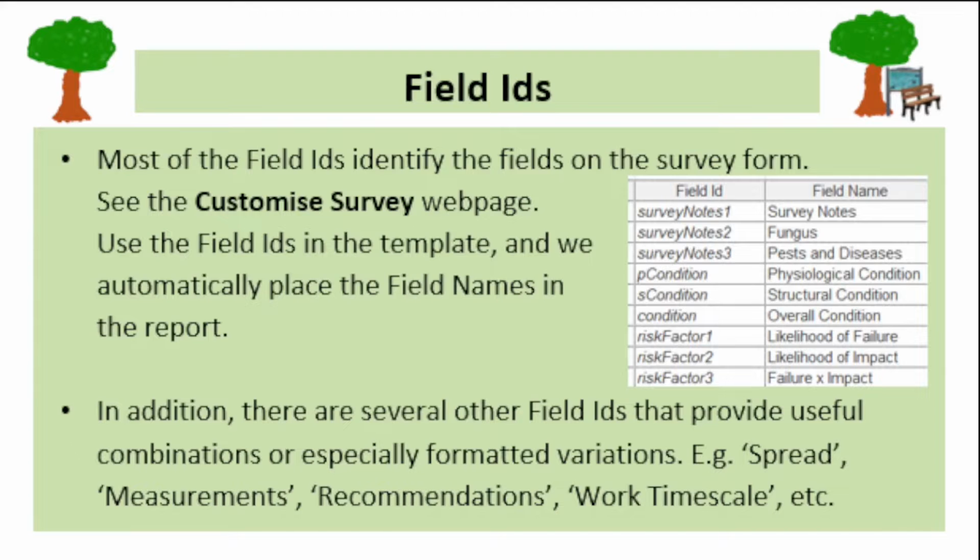So the field IDs, what are they? On the customized survey page you'll see the field IDs listed down here. So for example, the S condition one is the structural condition. Otis will use these field IDs to know which field you're talking about. In addition to these field IDs, there are some more combinations and formatted variations, and we'll come across them later.